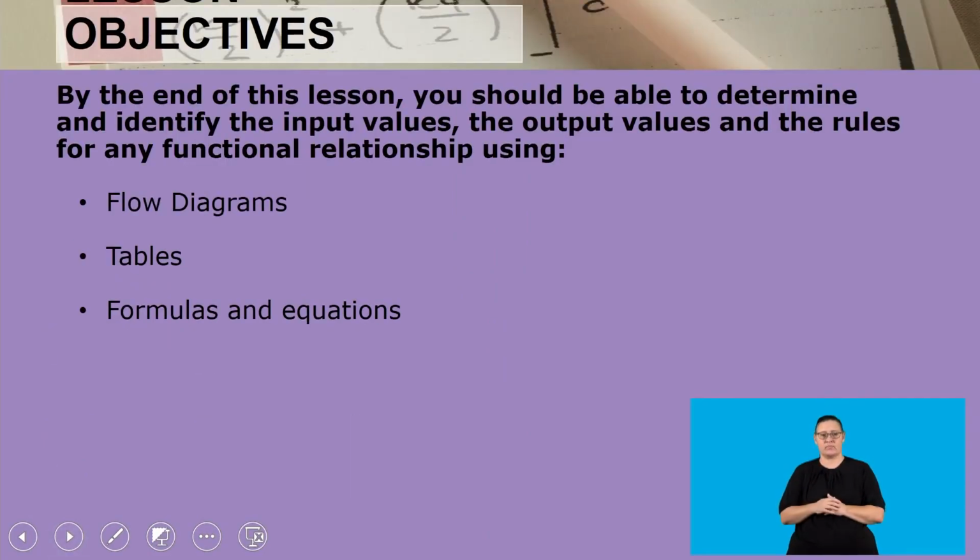So let's start off with what we are going to learn in this lesson. By the end of this lesson, you should be able to determine and identify the input values, the output values, and the rules for any functional relationship using flow diagrams, tables, and formulas and equations.